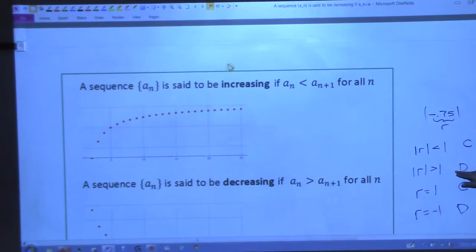If r is 1, not absolute value of r is 1, if r is 1, it converges. And if r is negative 1, it diverges. I think you're trying to fit this into one of these cases, but it's not. This is its own case. Does that make sense?